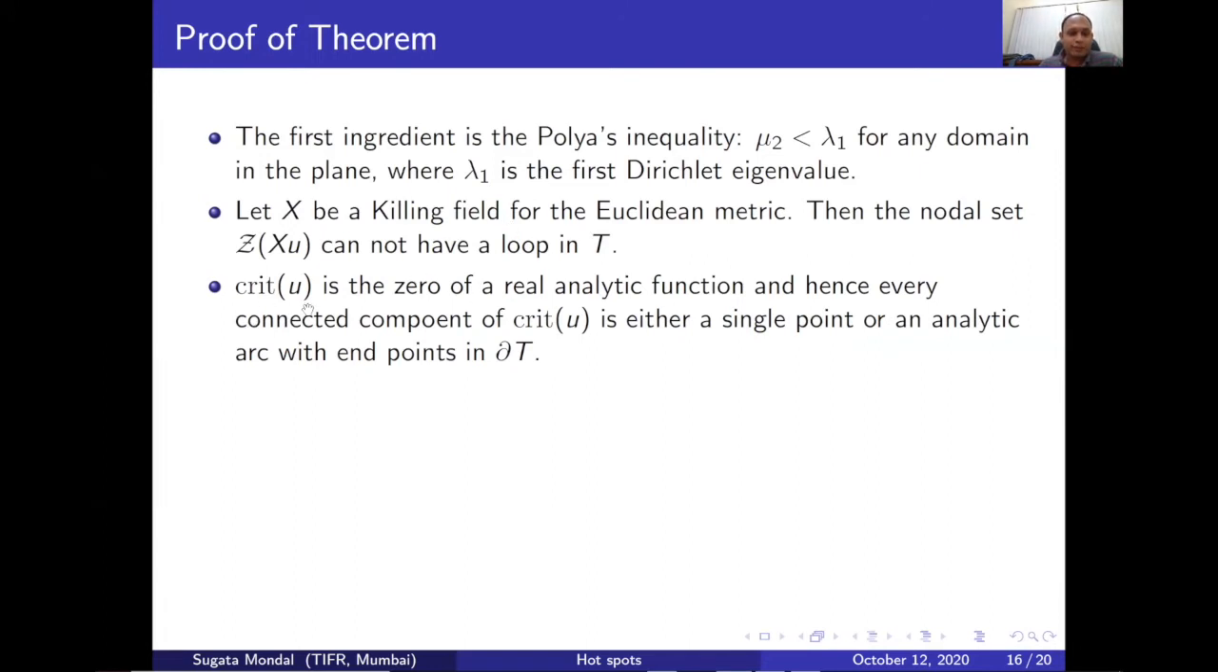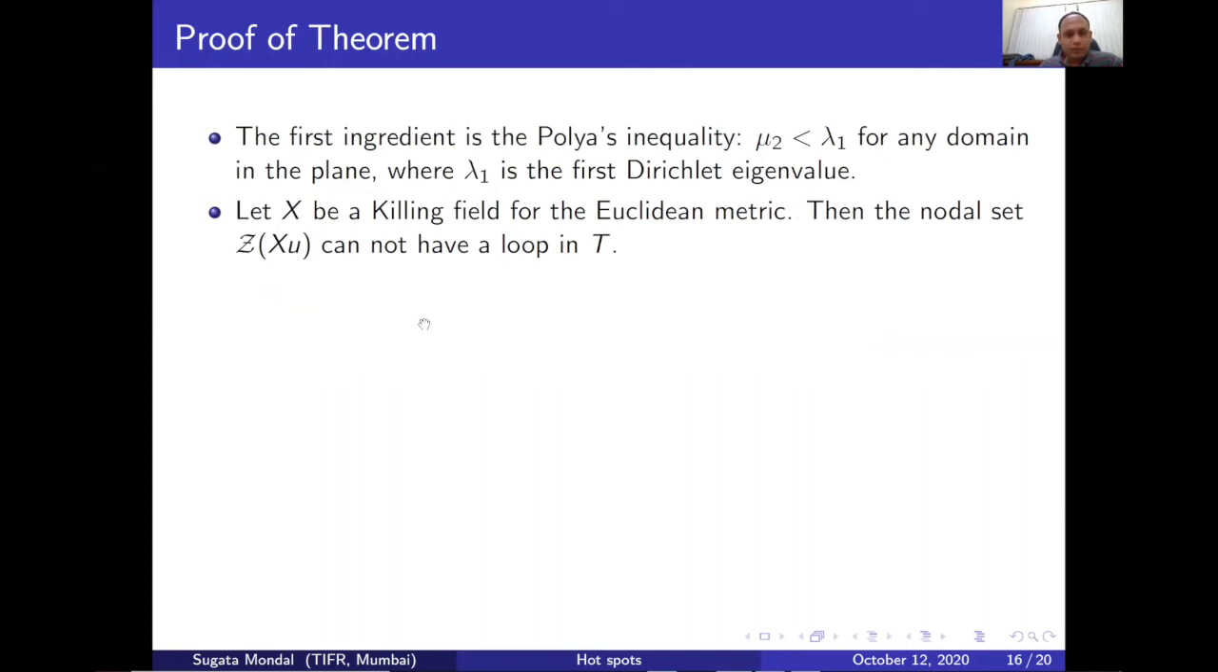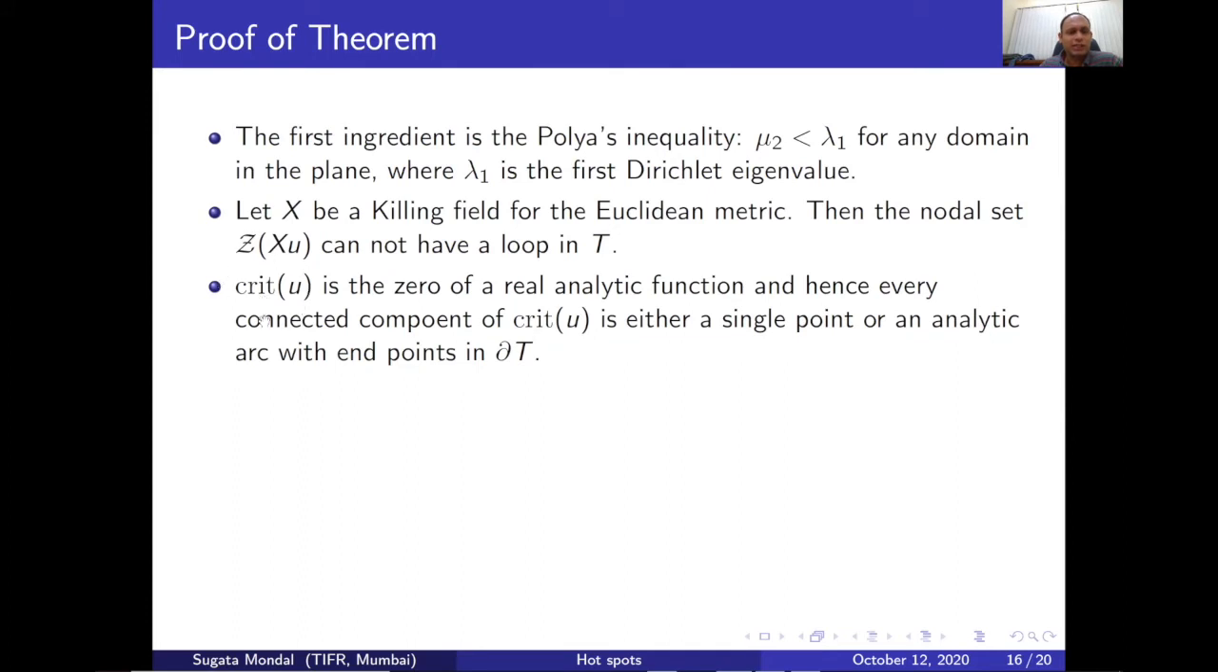Now, to prove this particular theorem, I'm going to argue by contradiction. So let's assume that this Q does have an arc. Now look at this. This Q is the zero set of the gradient, right? The gradient is a vector field, but you can also think of the norm of the gradient vector field. So that would be a real analytic function on the triangle.